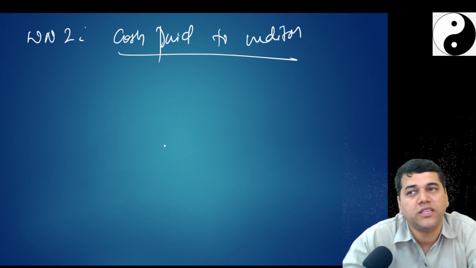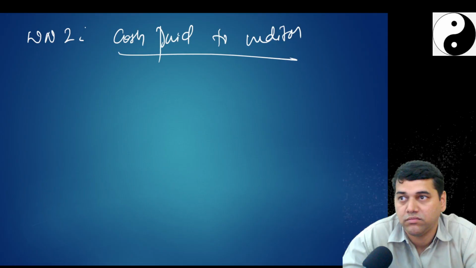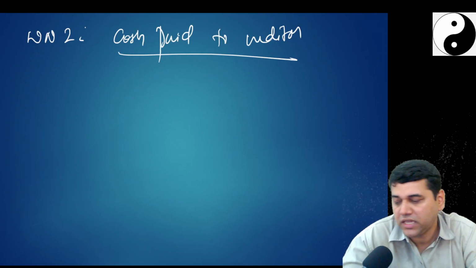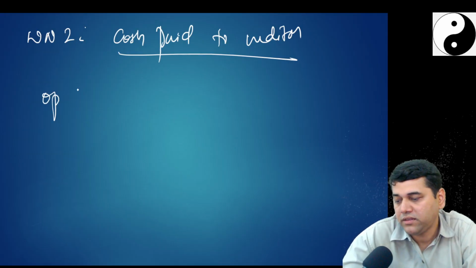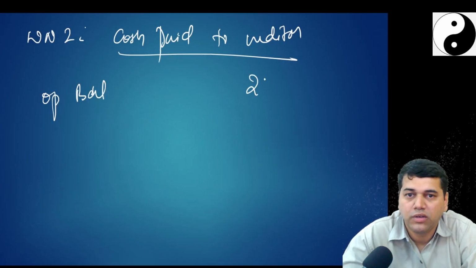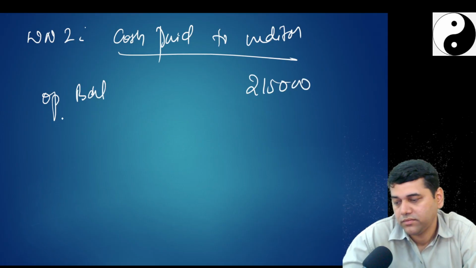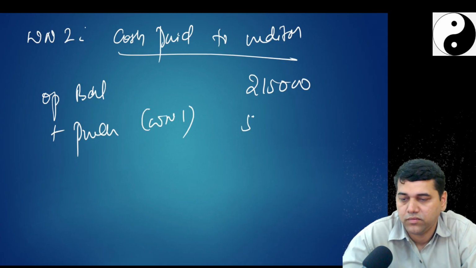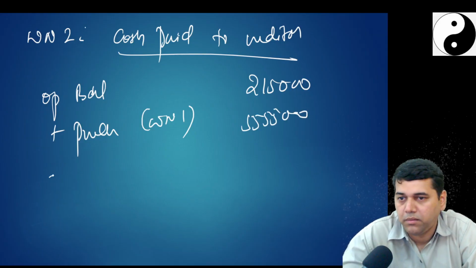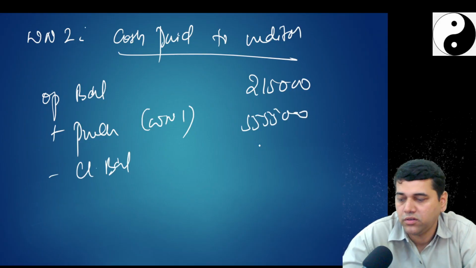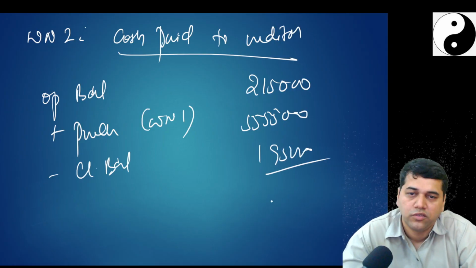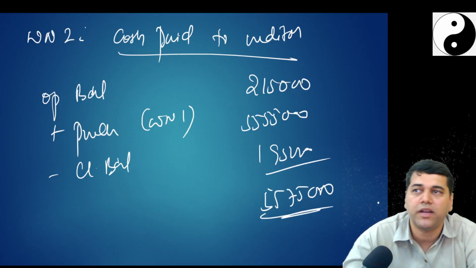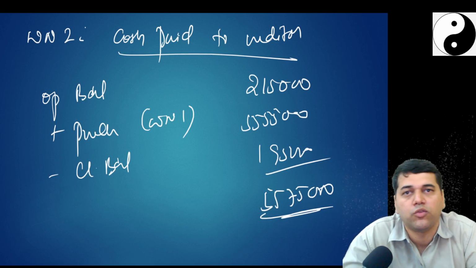Now what they have done, they have prepared the ledger account of the creditor. So you can do that also if you want. Otherwise you can start with the opening balance 2,15,000, add purchases, working note number 1, minus closing balance 1,95,000. Followed, no? So we will do it in this format because the question is very silent about the format or the way to do it.